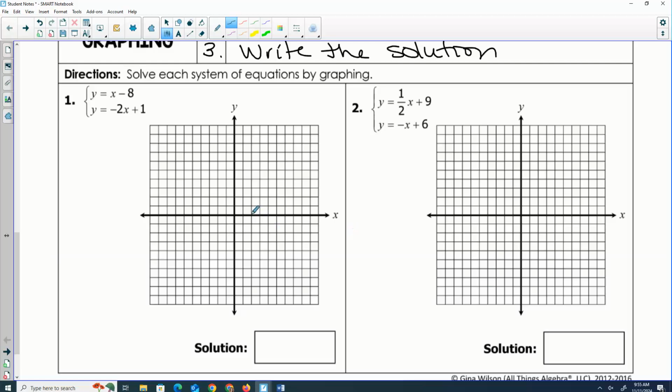Okay. Number one, y equals x minus 8. That is already in y equals mx plus b form. So remember when we graph them, what do we do first? If you're trying to graph a line in y equals mx plus b, where does your first point go? We start at the y-intercept. My y-intercept is -8, so I hit my y-axis at -8.